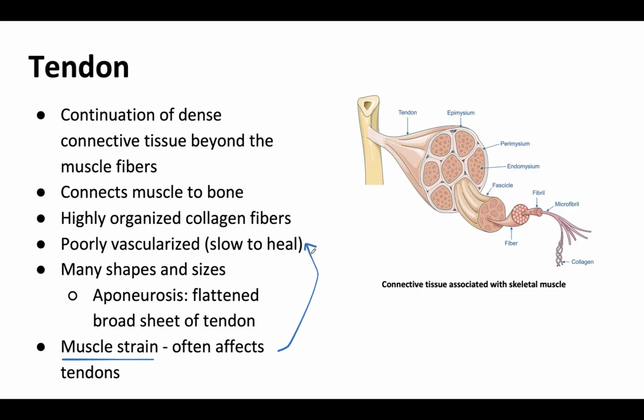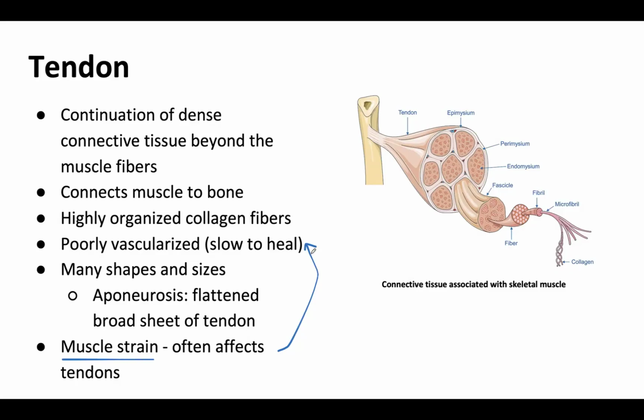Tendons come in many shapes and sizes. When I first think of a tendon, I think of the Achilles tendon, which is really called the calcaneal tendon, which is in the back of the ankle region. This is the strongest tendon in the body. It's long and thick and very obvious, and you can easily palpate it on yourself.